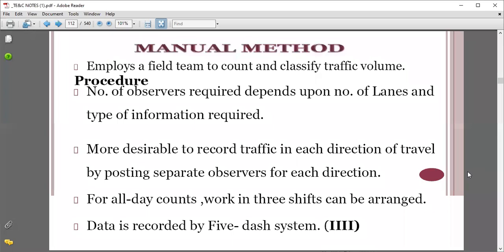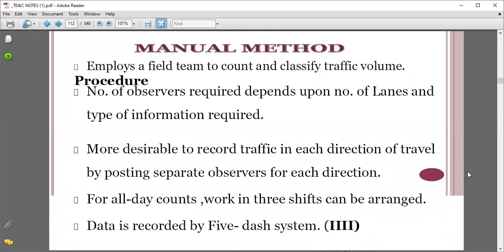The second one is that it is more desirable to record traffic in each direction of travel by posting separate observers for each direction. It means if there is a two lane road, then incoming and outgoing. For that purpose, we have to assign two persons, and they collect the information about the vehicles entering the road and leaving the road. So two persons are there, and they can count their numbers.